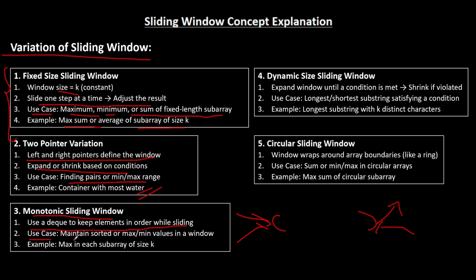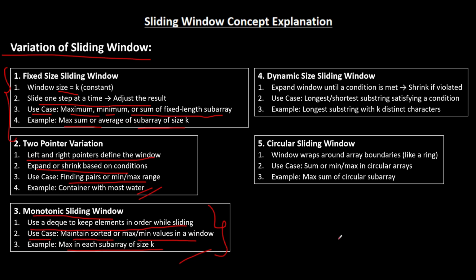The use case could be maintaining a sorted or maximum/minimum values in a window. For example, maximum in each subarray of size k. Whenever you have to maintain sorted maximum or minimum values in the window, we have to use a deque, and this is called a monotonic sliding window technique.